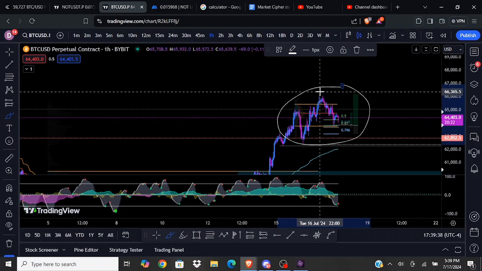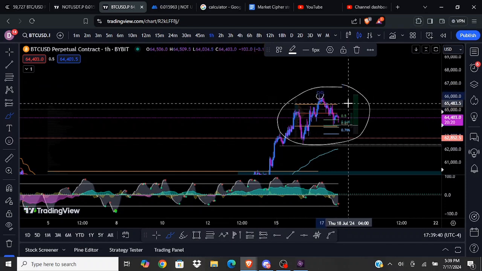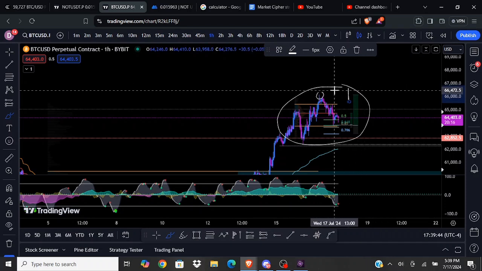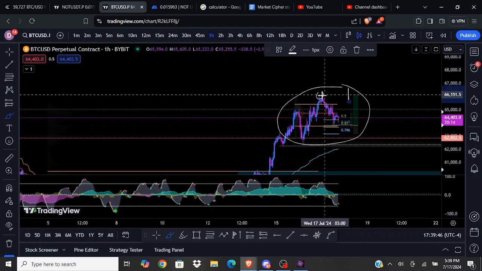If anything, I would really look at this high. I'd say if we SFP that high with some kind of bearish confirmation, that's really the only thing I'd be willing to plan out and call a decent probability trade.